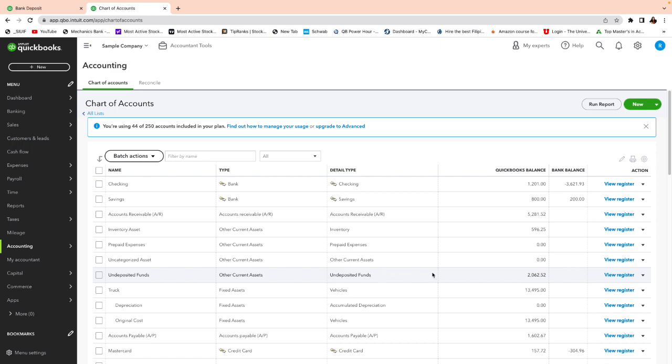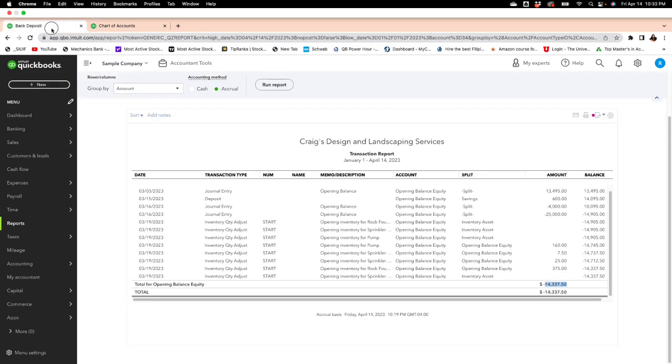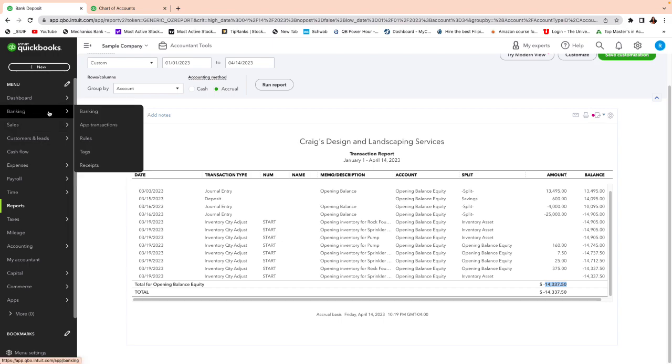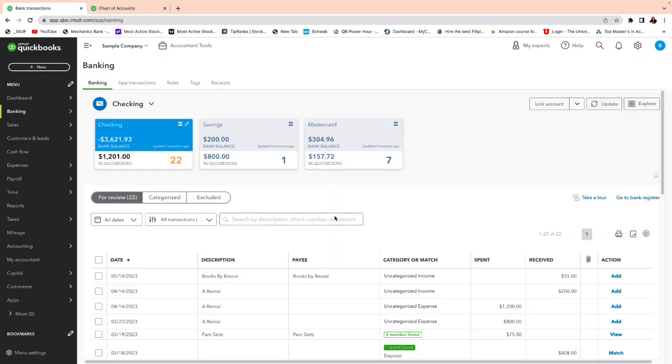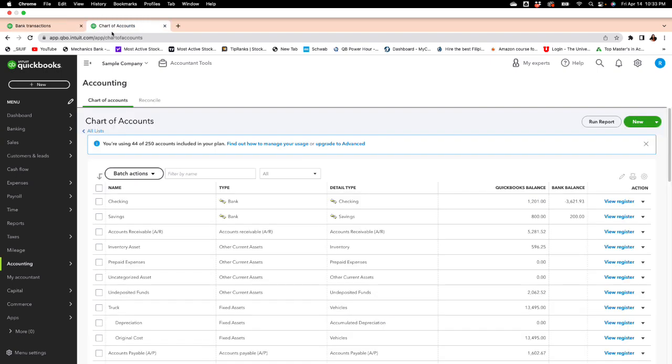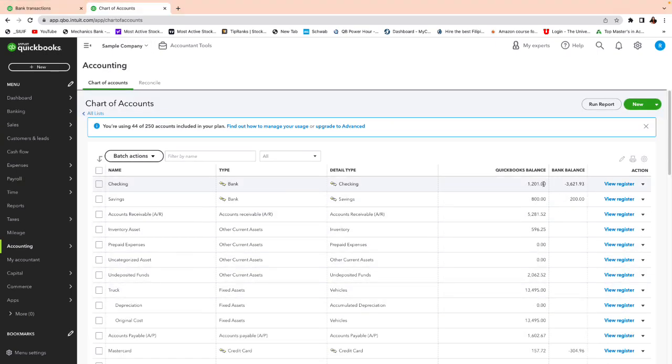So one more way to know that there is something that needs to be corrected in the account, you can take a look at the chart of accounts. So on the left hand side, click on the chart of accounts and look at the QuickBooks balance compared to the bank balance. Now in this case, we still have a lot of transactions to be cleared, but if all transactions have been cleared and there's still a difference here, it's because there's got to be maybe a duplicate income or a duplicate expense, or maybe both, right?